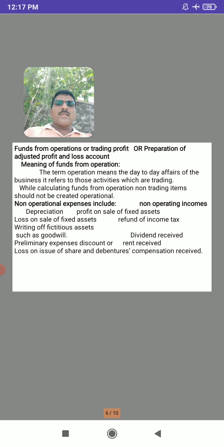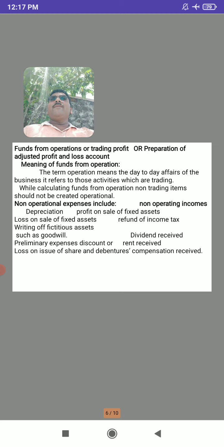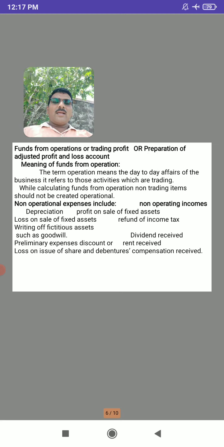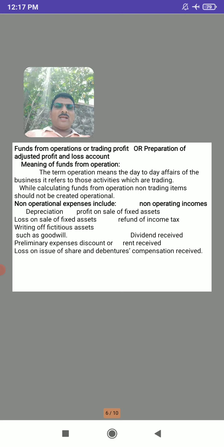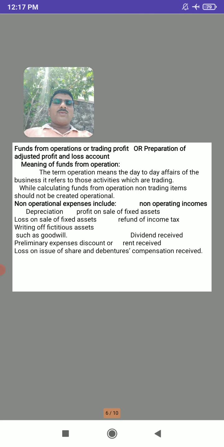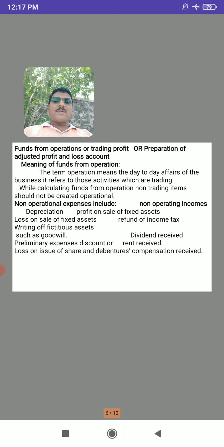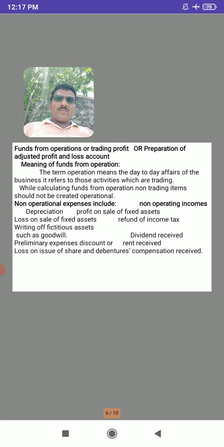Non-operating incomes include profit on sale of fixed asset, refund of income tax, dividend received, rent received, and compensation received. So these are the two lists of non-operating expenses and incomes. In non-operating expenses we include depreciation, and in non-operating incomes we have profit on sale of fixed asset, refund of income tax, dividend, rent, or compensation received by the firm.